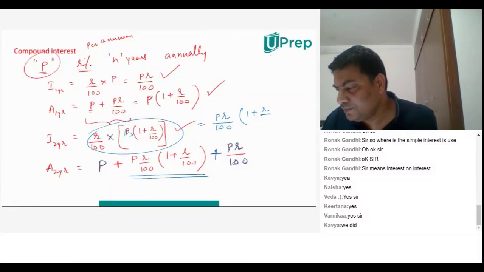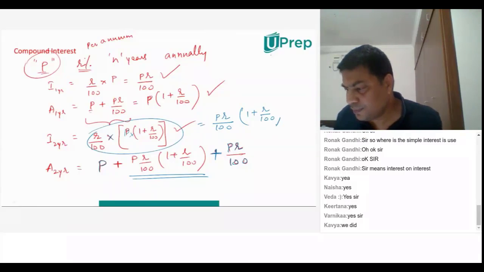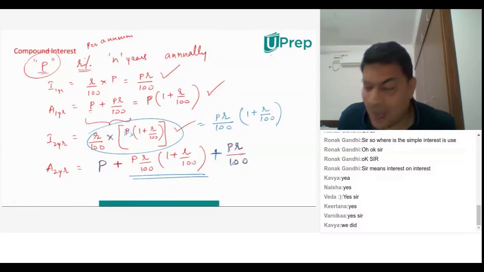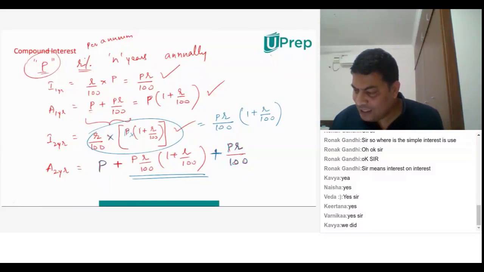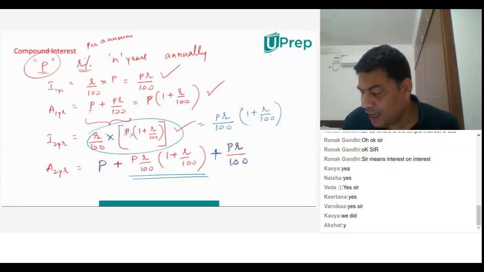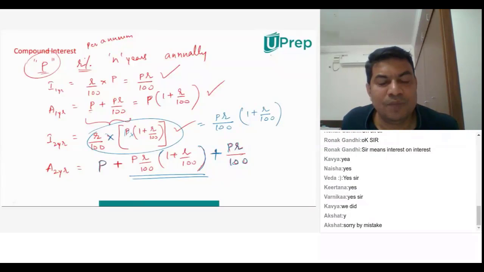Is that okay? Sir, how directly 1 plus R upon 100? It should be R square now. No, I've not taken this inside. P into R by 100 is outside, and this 1 plus R by 100 is here only. I've not taken this inside. It's still outside only. I put it in the bracket. Yes, sir. Beta, this is basic arithmetic. Are you okay? Yes, sir.